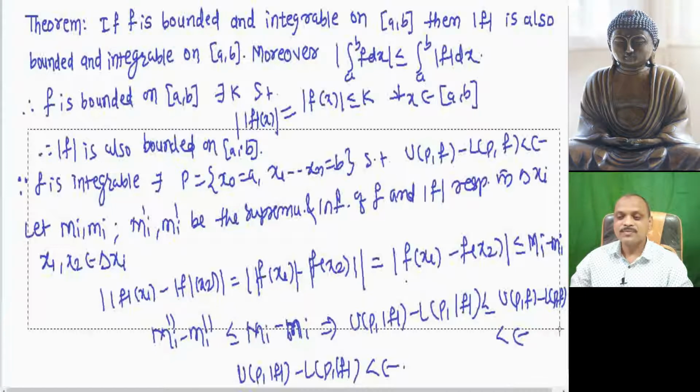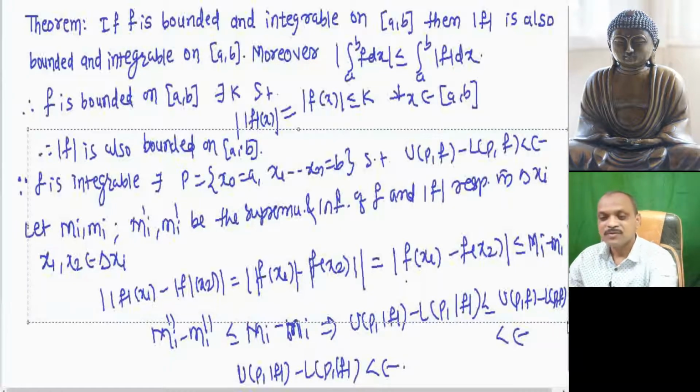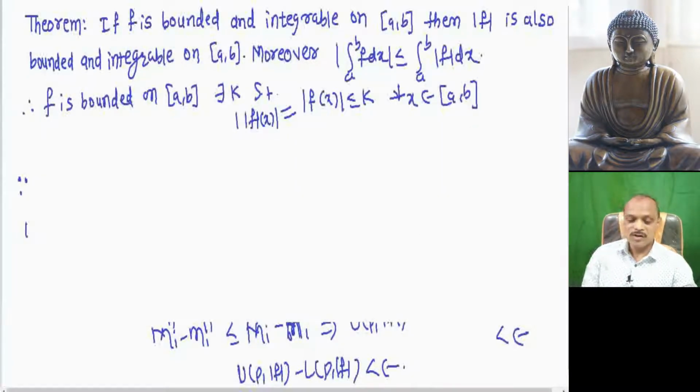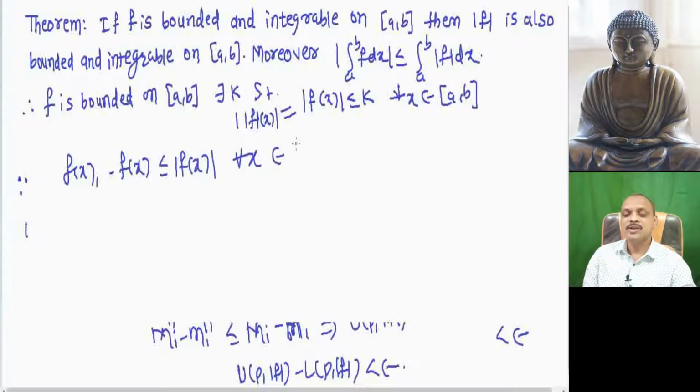Now let us prove the second part. We know that for a modulus function, f of x and minus f of x are both less than or equal to mod of f of x for all x belonging to closed interval [a, b]. Then one important deduction is that mod of integration a to b of f of x is less than or equal to integration a to b of mod of f of x.